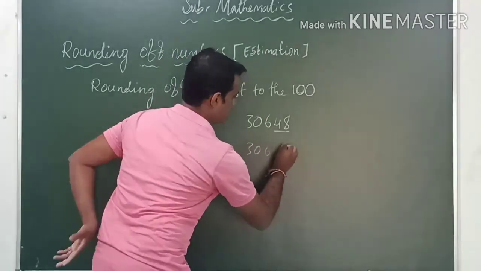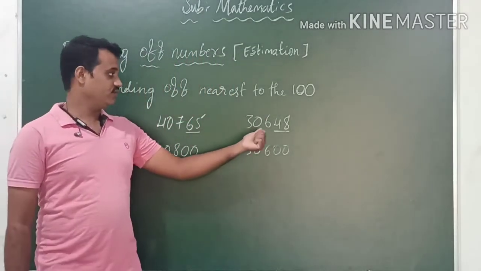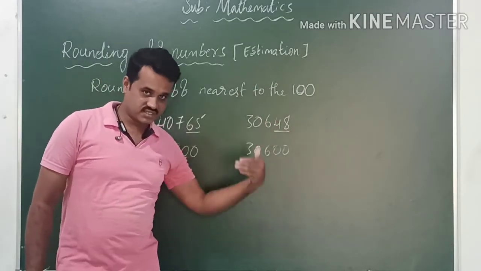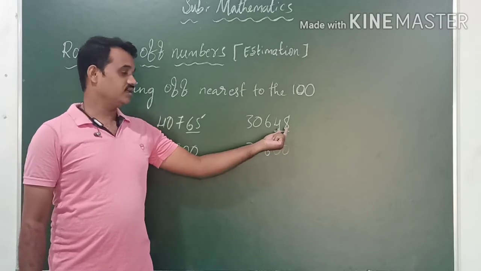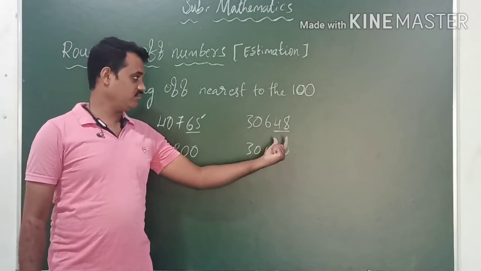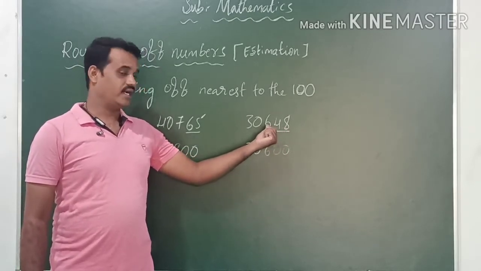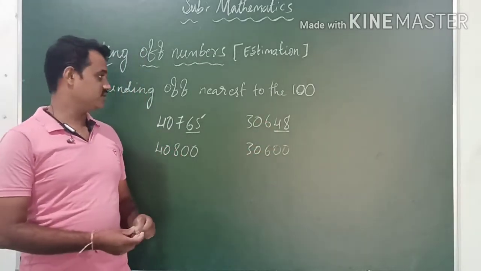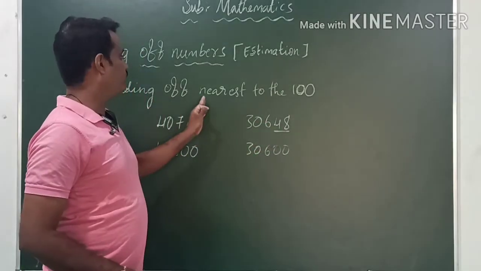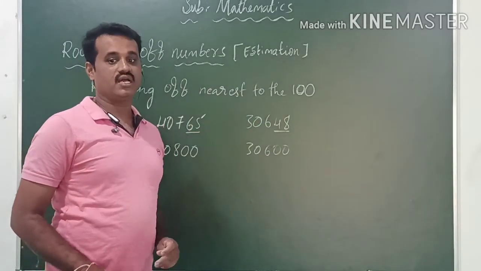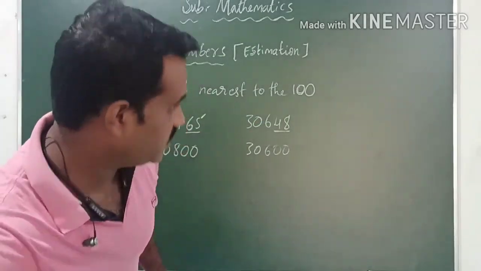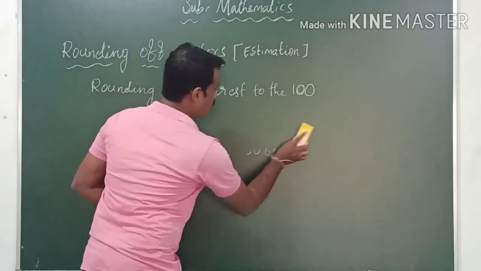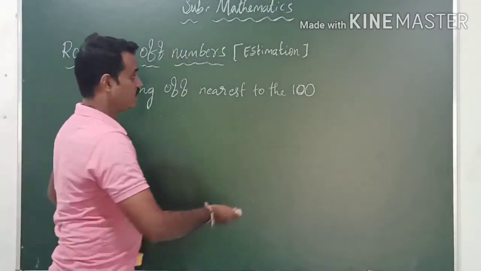Already I told you, if the ones place and tens place are less than 50, these two numbers will become 0 and the 100 place remains as it is. Okay, this is rounding off the numbers to the nearest 100. Now we will see rounding off the numbers to the nearest 1000.